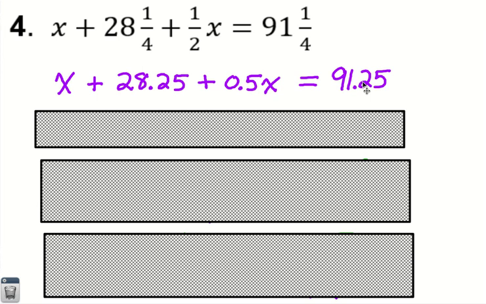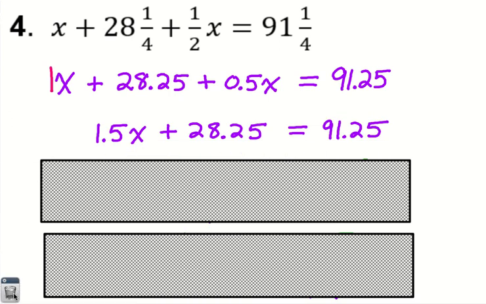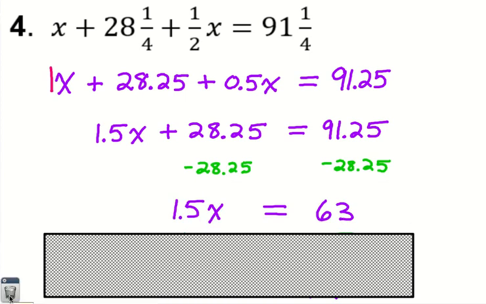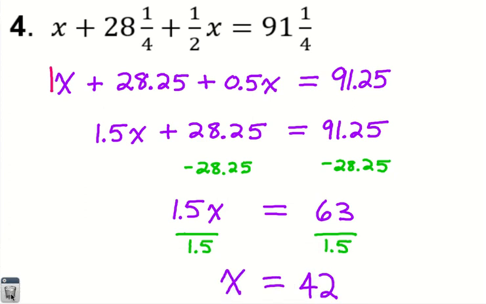And so now we would say, oh, that x and this 0.5x, those are like terms. So what's x, which is essentially just 1x, plus 0.5x, wouldn't that be 1.5x? And next we just do the same kind of stuff we've been doing. Now we get x by itself by getting rid of that, and then dividing both sides by 1.5, and the right side ends up being 42 when x is all by itself.